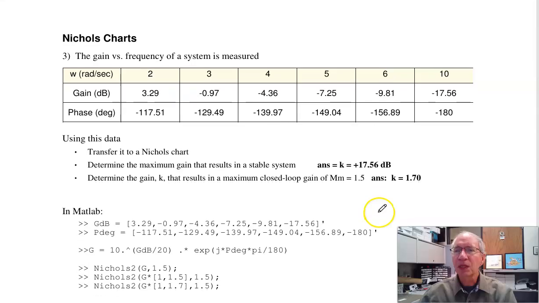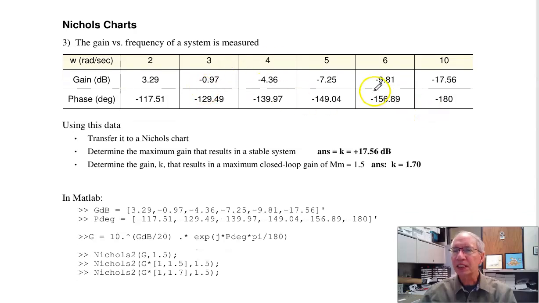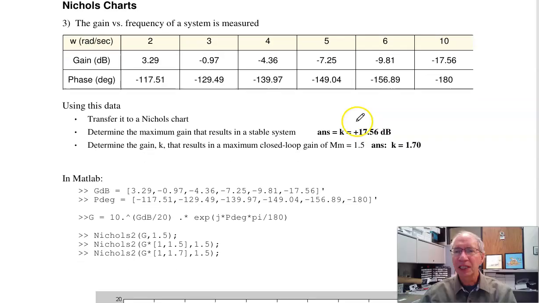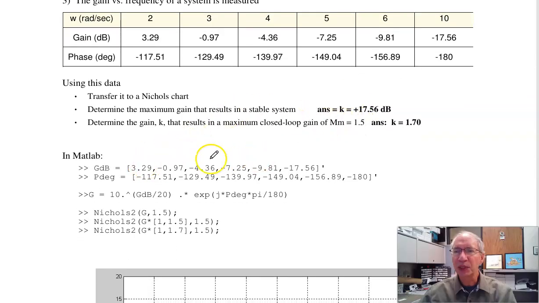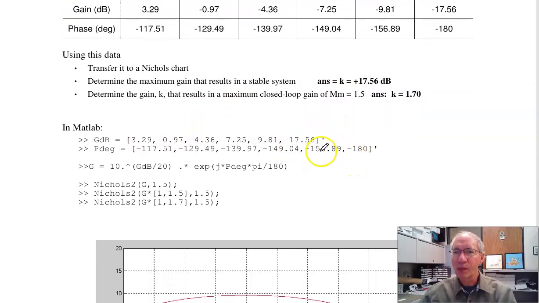Problem 3. Problem 3 says, given the gain versus frequency, what's the max gain for stability, and what value of k results in resonance of 1.5? Well, the trick is to take the data and transfer it to a Nichols chart. In MATLAB, I just said, here's the gain in dB, phase in degrees. What that means is G of j omega is 10 to the dB over 20, and the phase shift is e to the j phase.